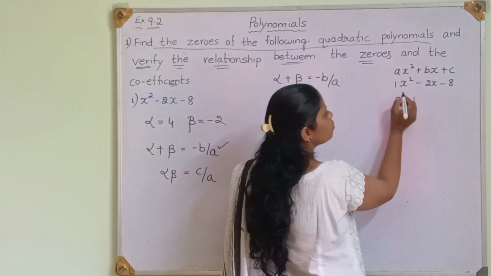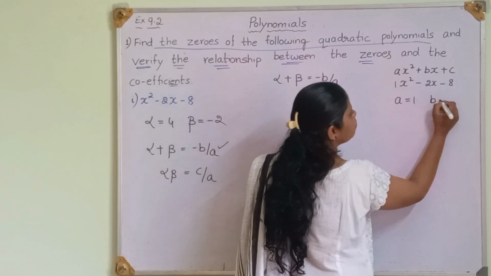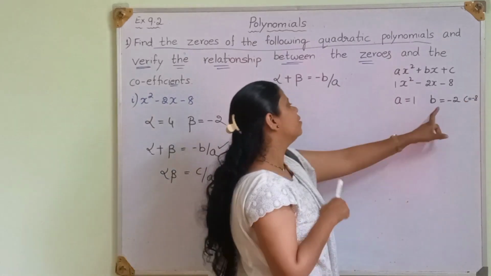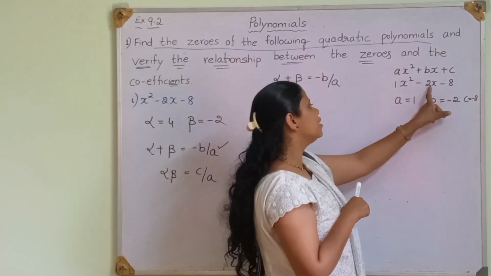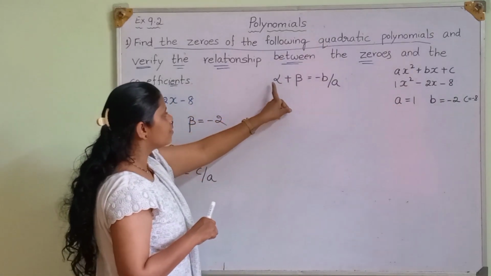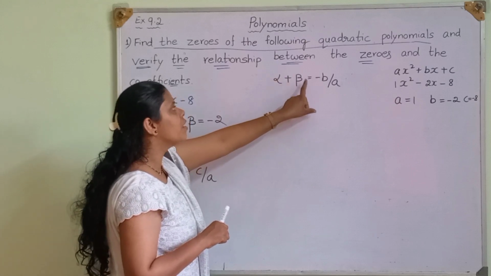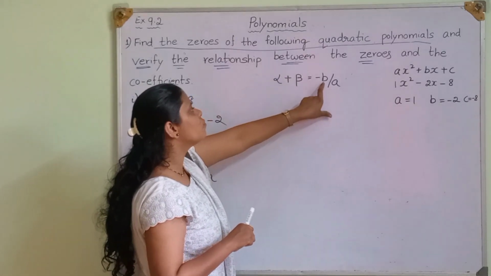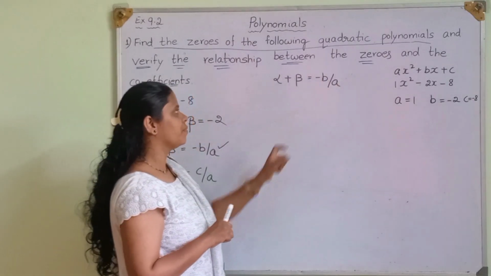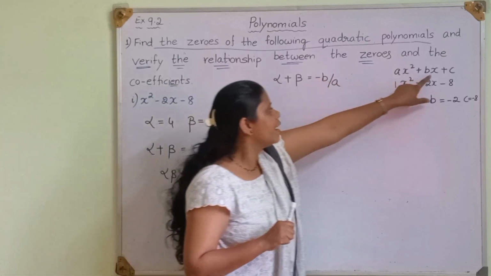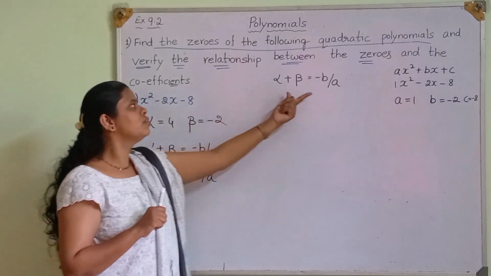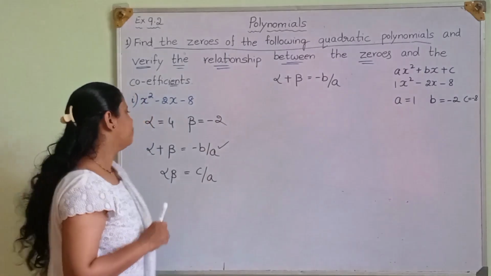And a is the coefficient of x square. B is minus 2 and c is minus 8. See, b is the coefficient of x. Okay? That is, the sum of zeros of the polynomial is equal to minus of coefficient of x divided by coefficient of x square. Here b is the coefficient of x and a is the coefficient of x square. Hope you have understood the meaning of this formula.